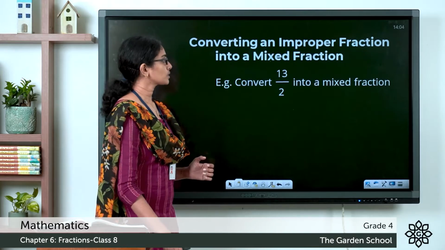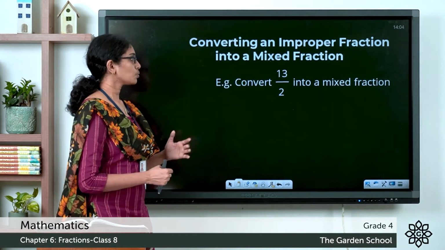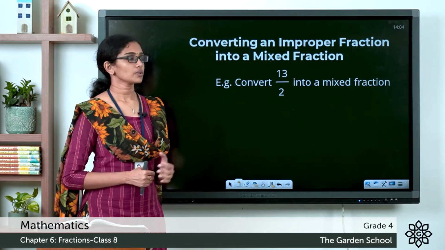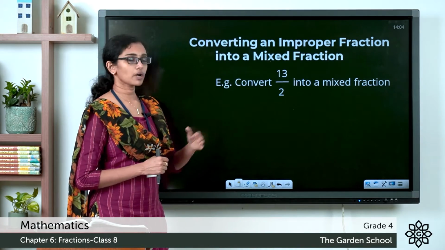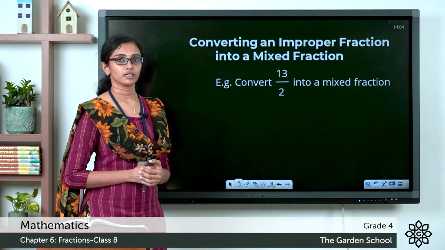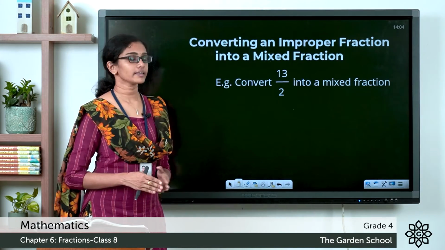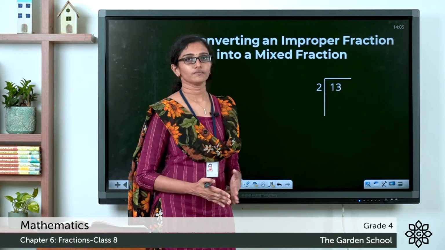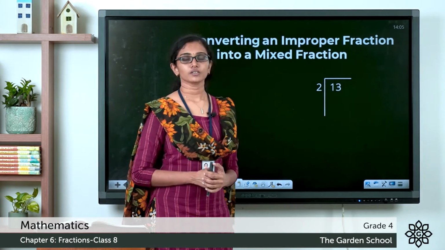This is the formula for writing a mixed fraction from an improper fraction. So let's see with an example. Convert 13 by 2 into a mixed fraction. So here you have an improper fraction given, and this is the numerator and this is the denominator. The first step is to divide the numerator by this denominator. Let's do the division.